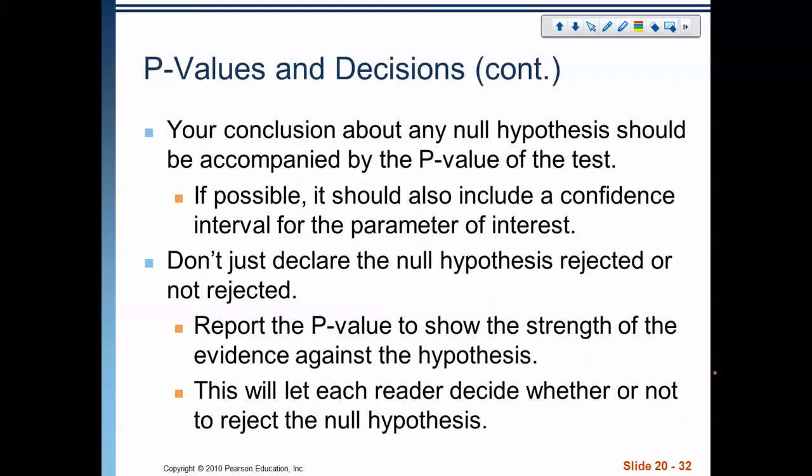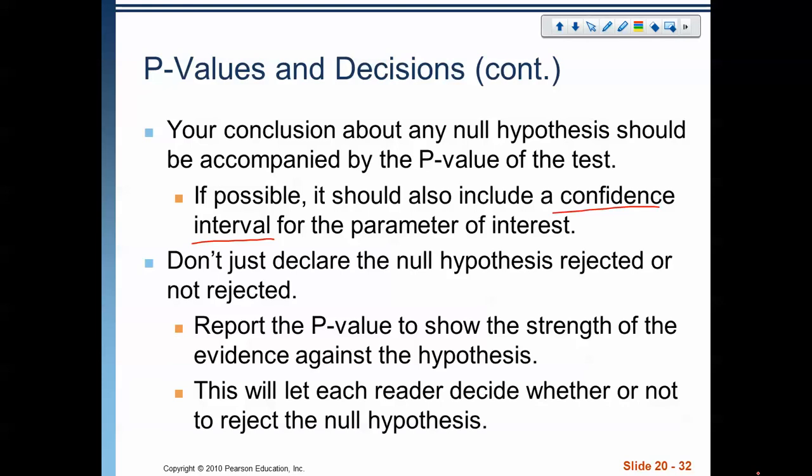Your conclusion about any null hypothesis should be accompanied by the p-value of the test. If possible, you should also give a confidence interval. Again, the purpose of statistics is not to fool people. As a statistically literate person reading research about these things, this is what you have to ask for. You need to ask what the p-value is, find out their confidence interval, and find out about their methodologies. Otherwise, the research you're looking at could be completely biased and not worth it.